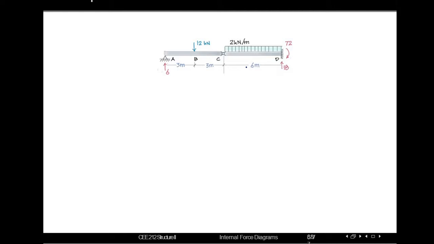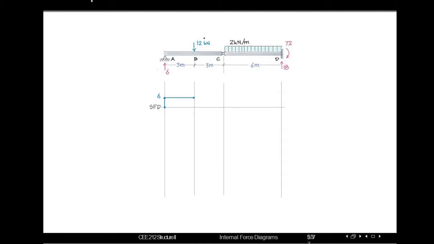So let's start with the shear force diagram first. Drawing the vertical lines and a horizontal line starting from point A. At point A we can see a reaction acting upward, and the value is 6, so we have to rise an amount of 6. In between A and B there are no loadings, so the line will be a continuous one.